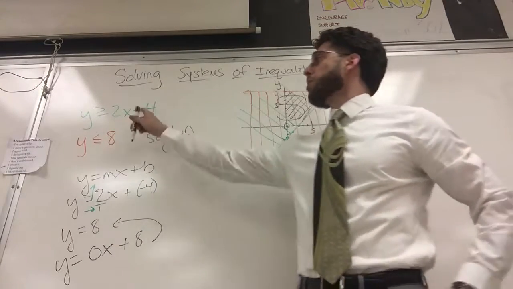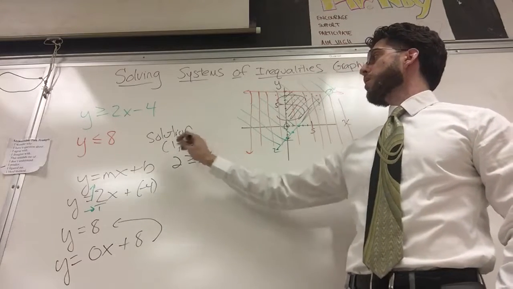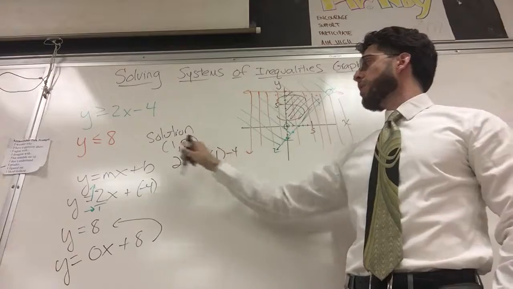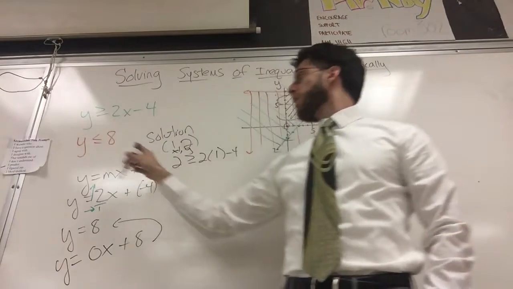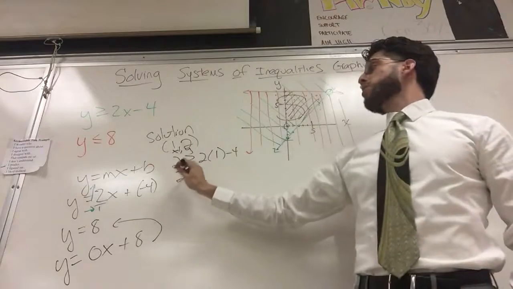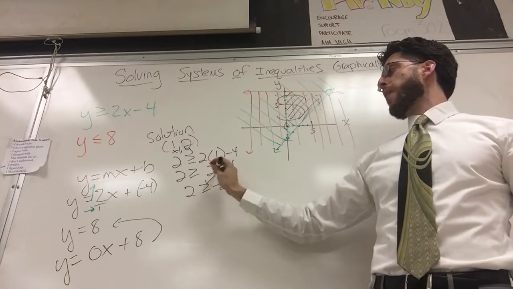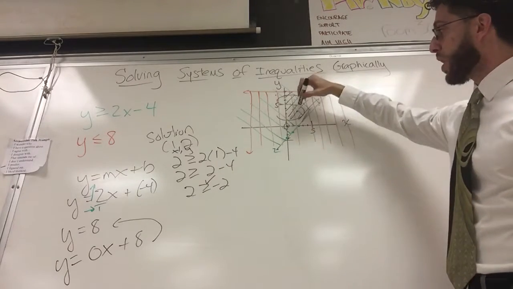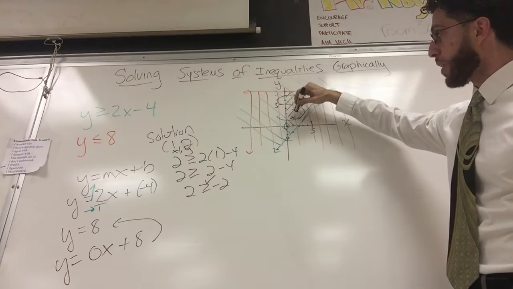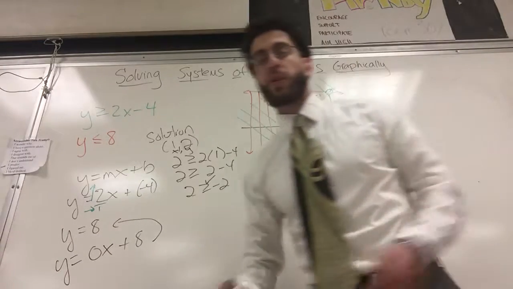Don't believe me? Plug it in. Is 2 greater than or equal to 2 times 1 minus 4? So this is x, this is y. I plugged in 2 for y and 1 for x. Is 2 greater than or equal to 2 minus 4? Is 2 greater than or equal to -2? Absolutely. So I picked the right solution. 1, 2 is right here, by the way, which is clearly inside the shaded region. So I did a great job.